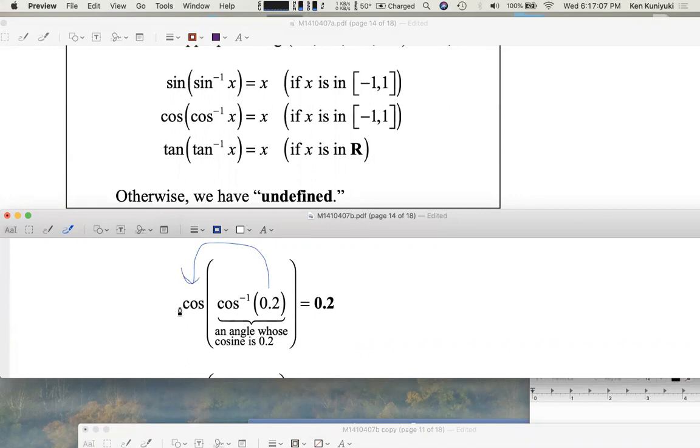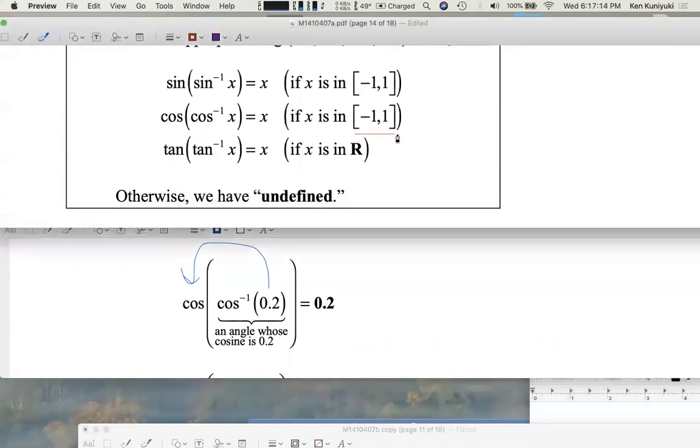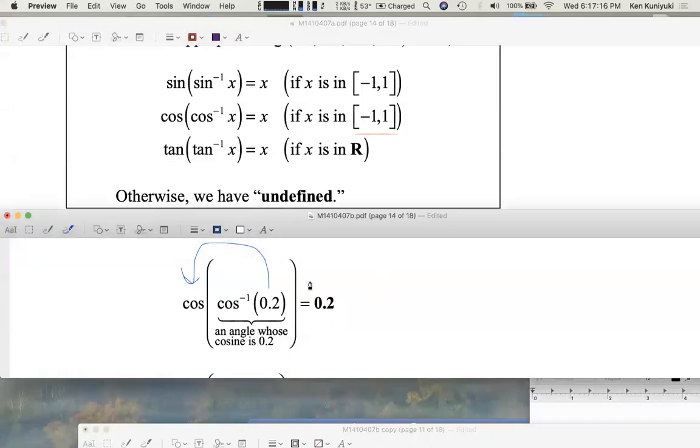"Hey, am I in your range?" Cosine says, "Yes, you're in my range. You are a cosine value. You're between -1 and +1. So I can spit you out," and I do spit you out. The answer is 0.2. It's you.